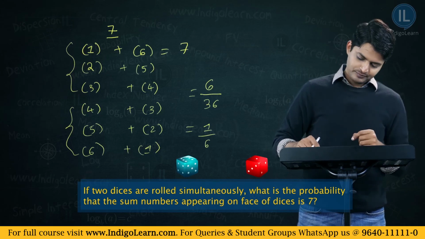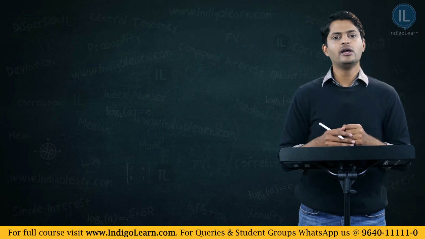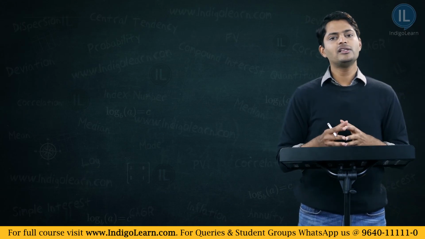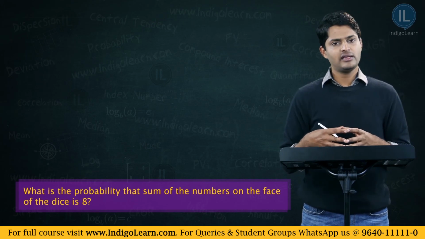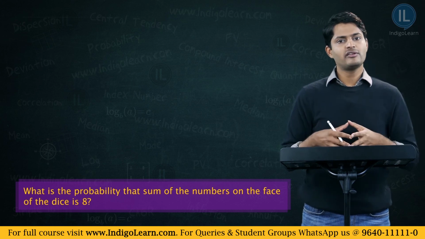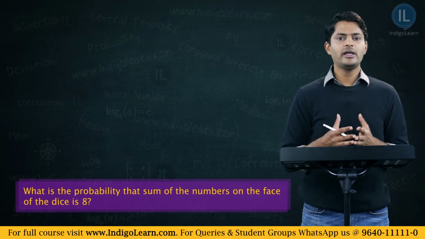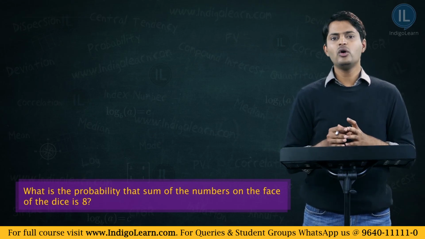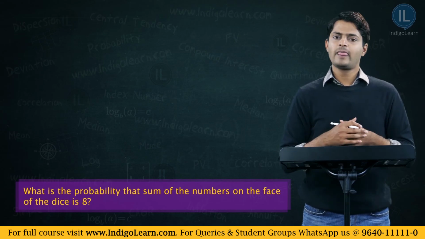Okay. Now let me ask you a simple question. In the same experiment, what is the probability that the sum of the numbers on their face is equal to 8? Now we discussed 7, now I am going to ask you 8. So please tell me what is the denominator. Is there any change in the denominator? No, because if I am rolling a die twice, total outcomes are 6 into 6, that is 36.